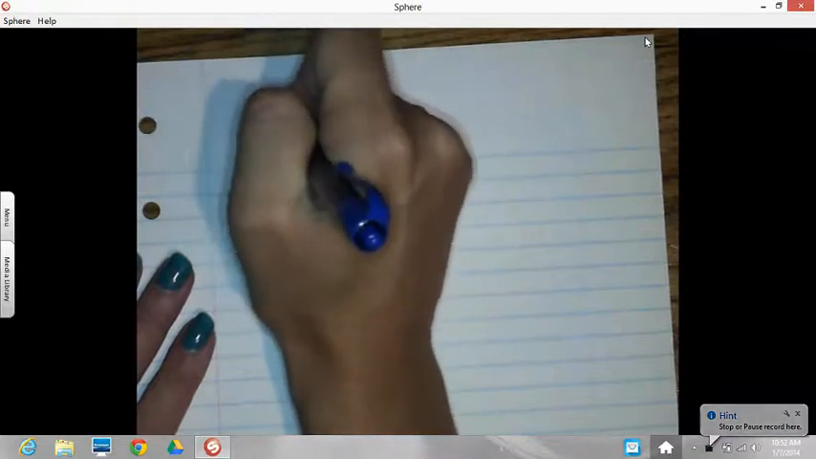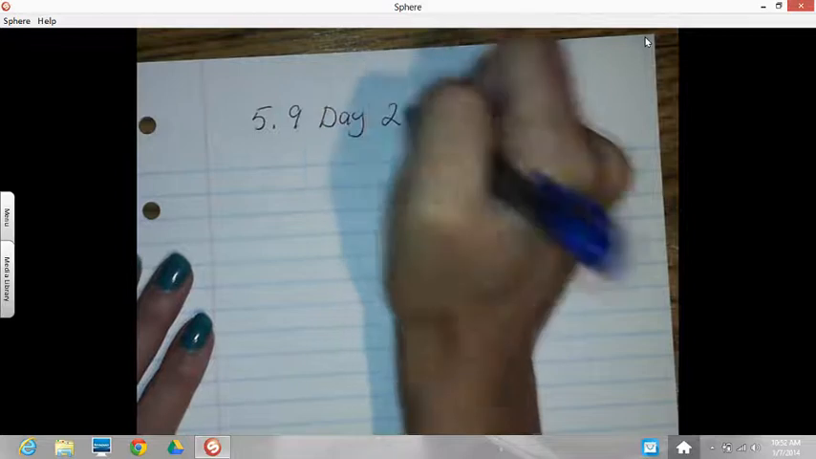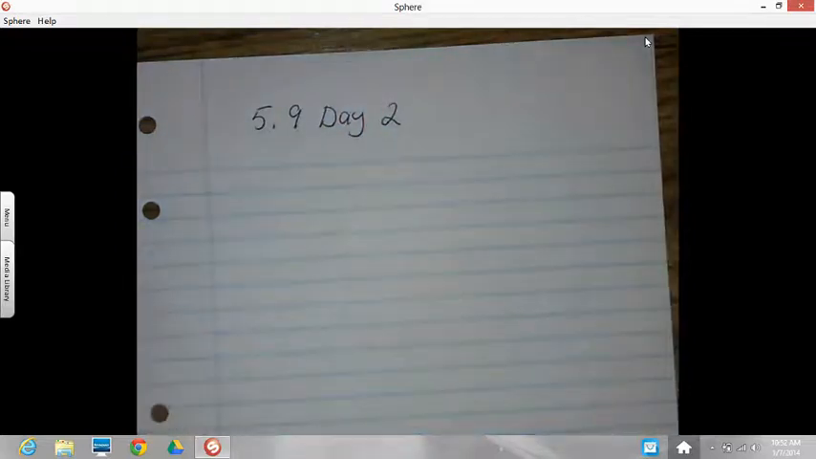Okay, here we are, 5-9, day 2. And we just covered the fundamental theorem of calculus, which is evaluating the integrals using the boundaries. And today we're going to look at some special cases of the definite integral.